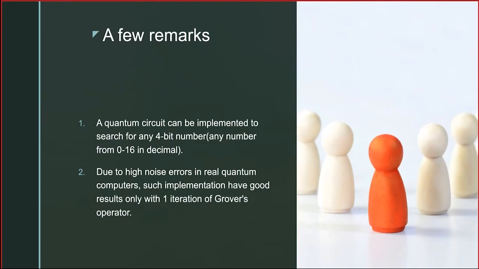So here are some final remarks that we want to conclude with. The first one is that a quantum circuit can be implemented to search for any 4-bit number, so any number from 0 to 16 in decimal. Also, due to high noise errors in real quantum computers, such implementations have good results only with one iteration of Grover's operator, that means with the oracle and diffuser.